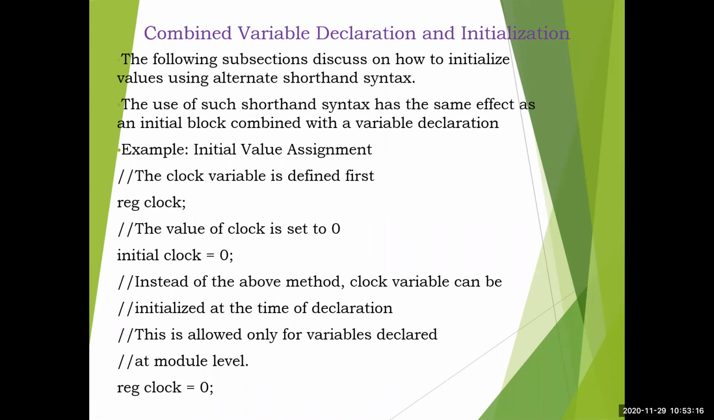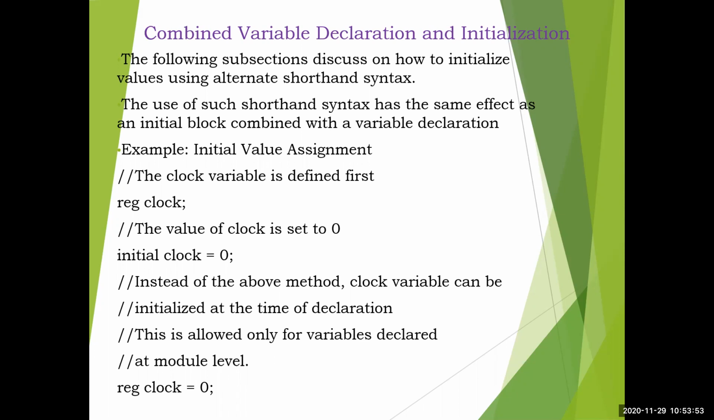Combined variable declaration and initialization, how we use this small concept along with initial. The following subsections discuss how to initialize values using alternate shorthand syntax. The use of such shorthand syntax has the same effect as an initial block combined with a variable declaration. So this is an example here. The clock variable is defined first, reg clock, and then it is set to 0: initial clock equal to 0. So instead of this above method, the clock variable can be initialized at the time of declaration.